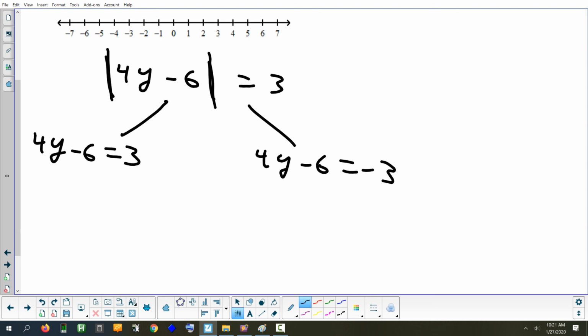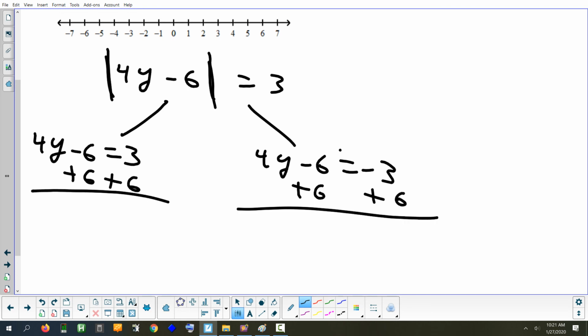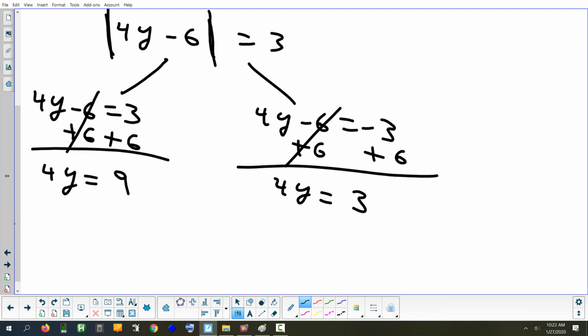What's the first step for that equation on the left? Plus 6 over. Plus 6, plus 6. And it's going to be the same here. Plus 6, plus 6. That's gone. That's gone. 3 plus 6 gives me how much? 9. How about negative 3 plus 6? 3. And what's going to be my last step? Same on both.